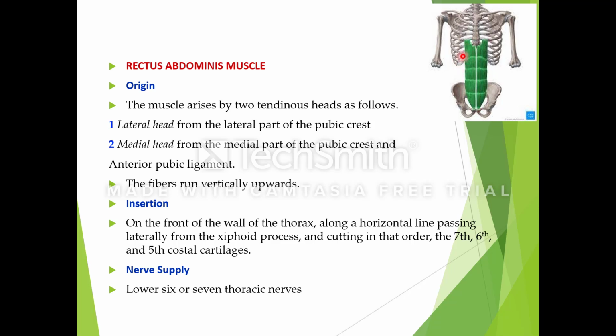See here, it is over the 7th, 6th and 5th costal cartilages. So this is one vertical strap muscle which is going from below and running upward and inserted over the xiphoid process and the 5th, 6th and 7th costal cartilages. The lower 6th or 7th thoracic nerves will supply the rectus abdominis muscle.